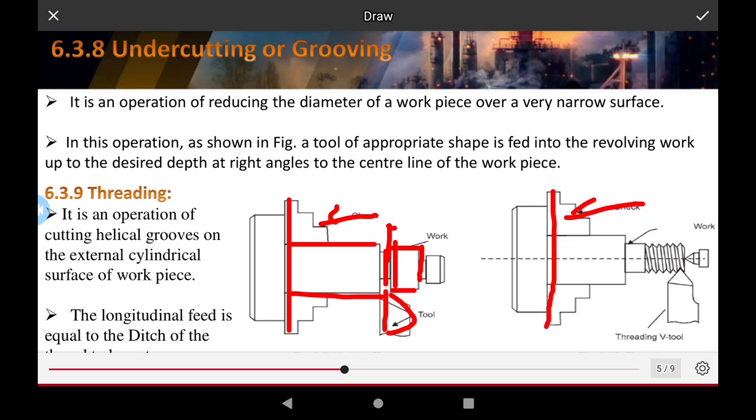This is the machine chuck holding the workpiece. This is the tool, a V threading tool, making the threads. These are the threads on the workpiece, with the tool supported against the workpiece.